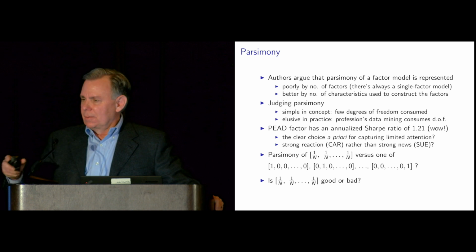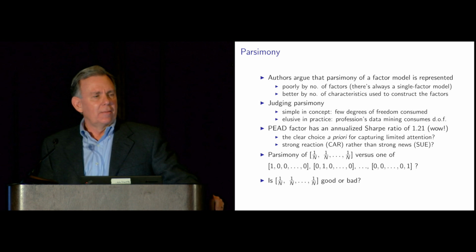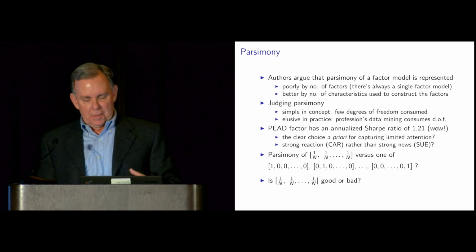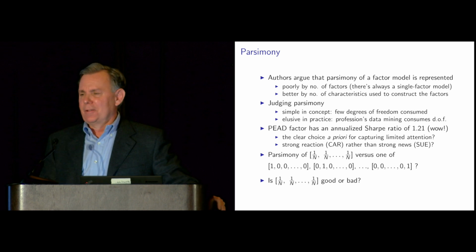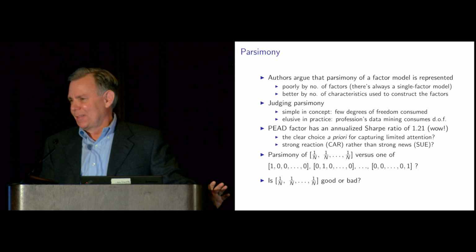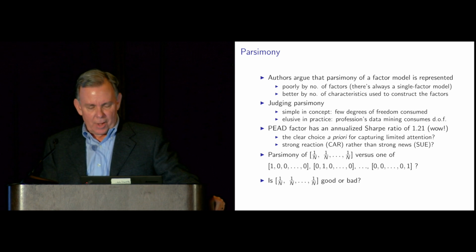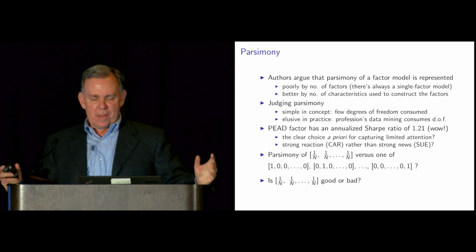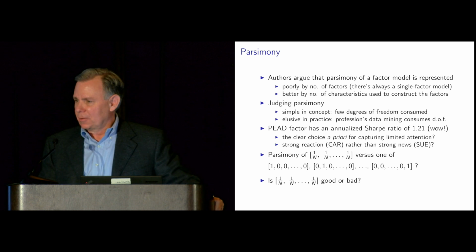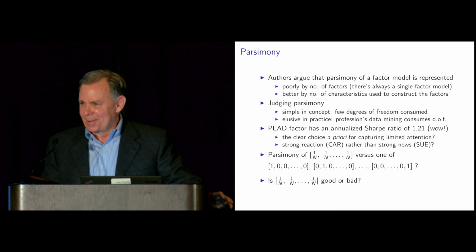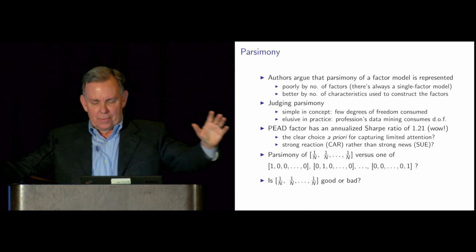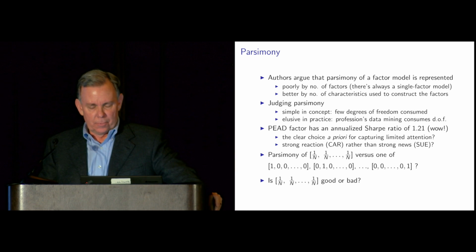And you know, the authors are honest about the fact that they looked at another sort of SUE factor that would look at the news, and they found it didn't work as well. There's a footnote in the paper to that effect. So I do worry whether this PEAD factor with this huge Sharpe ratio, to what extent that's using up degrees of freedom that aren't really being counted, along with all the other sort of mining that goes on profession-wide.